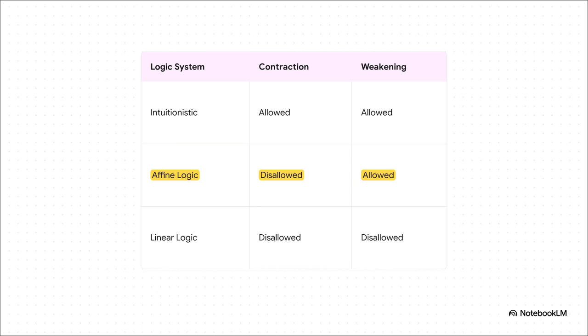So look at the table. Standard logic up top allows both. Super strict linear logic at the bottom says no to both. And right there, smack in the middle, is our affine logic. It says no to duplication, but yes to adding extra, unused assumptions. It's in this really unique sweet spot.